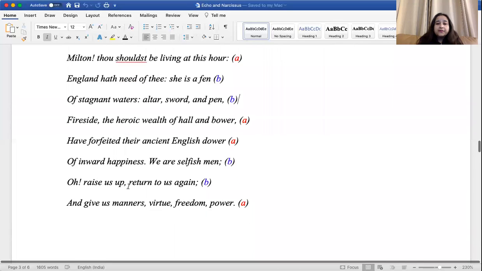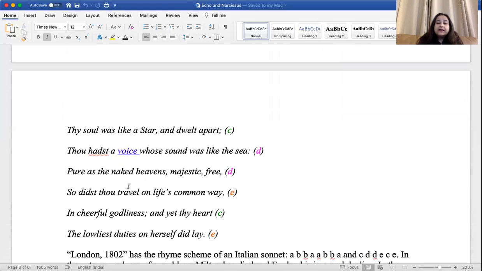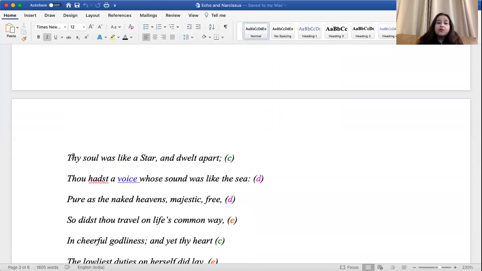So here the first 8 lines are talking about that. And then the next 6 lines, thy soul was like a star. So now he's giving the solution of how Milton can actually save the soul. And dwelt apart, thou hast a voice whose sound was like the sea, and pure as naked heavens, majestic and free. So here sea and free are again rhyming. And as you see, it's talking about the goodness of Milton and how he can revive the lost glory of England.